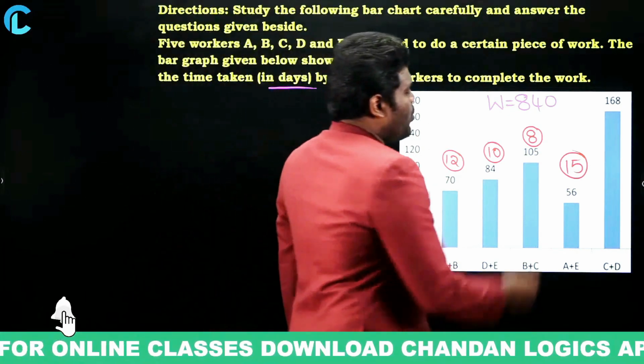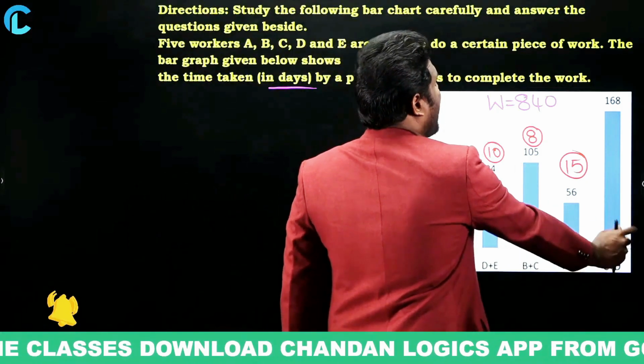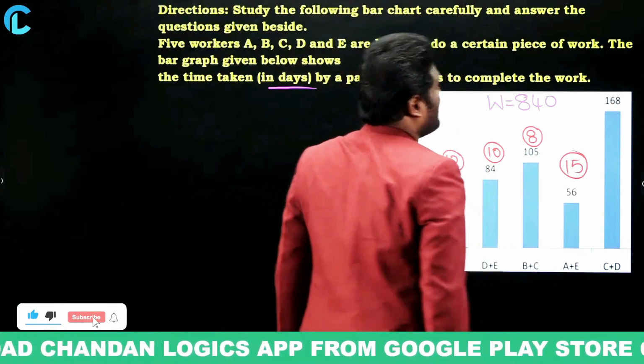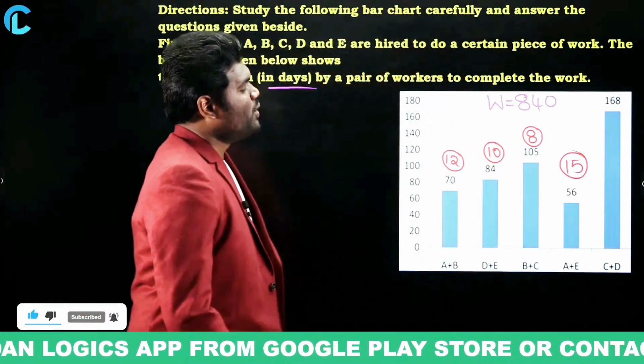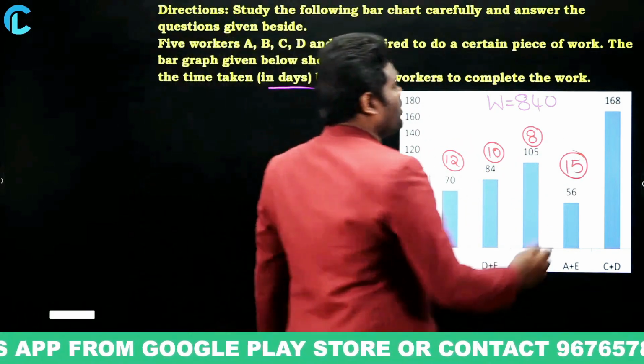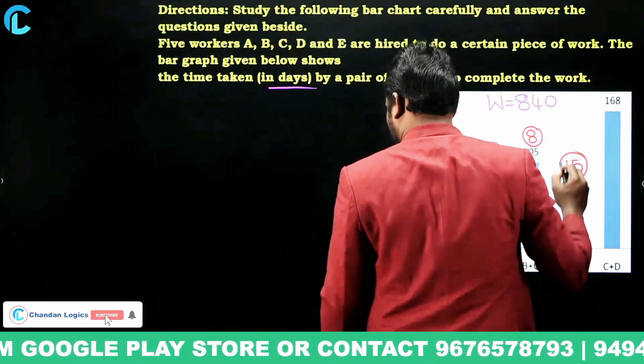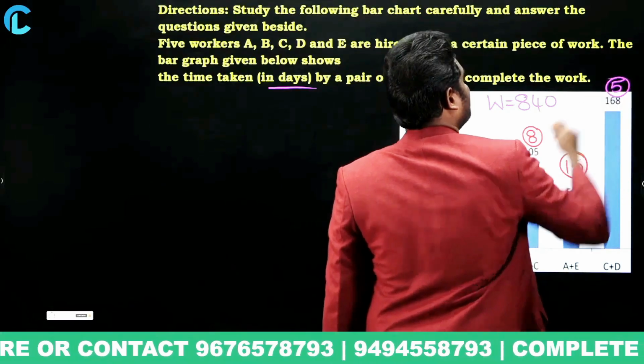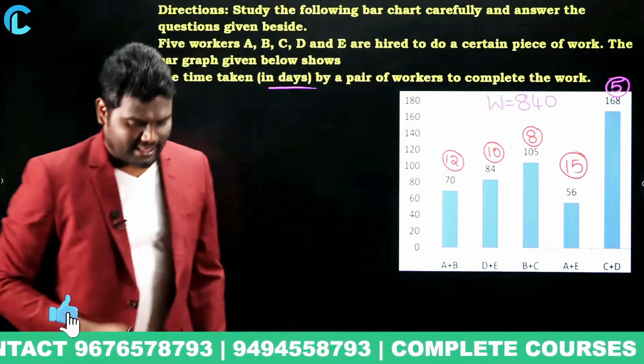Next, in one day CD will do how many units of work? To do 840 units, they are taking 168 days time. 168 days time means in one day they will do 5 units. Yes or no? In one day they will do 5 units of work.